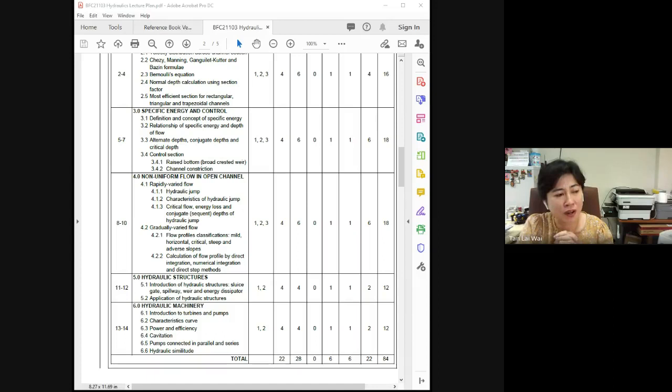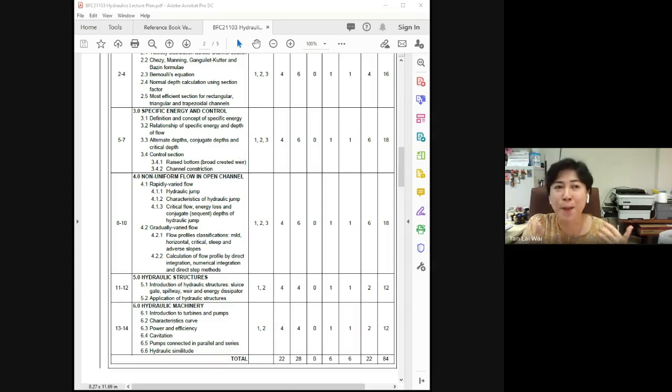Now for non-uniform flow in open channel, you get to analyze flows which are rapid, because for the classification, non-uniform flow can be further classified into two, which is rapidly varied flow and gradually varied flow. And then for rapidly varied flow, the depth of flow or velocity of the flow changes rapidly within a relatively short distance. What would happen to that flow? An example that we are going to look at in our course would be hydraulic jump. So we are going to analyze all those.